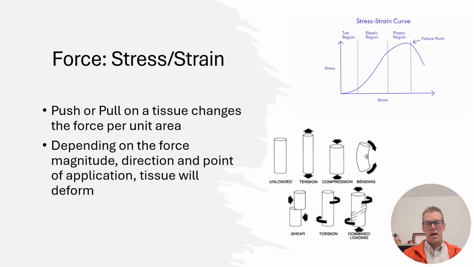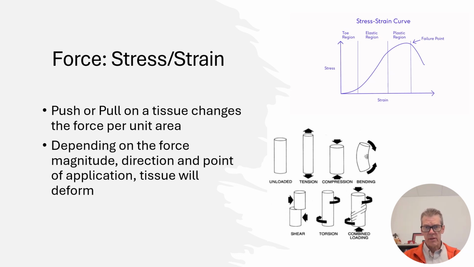So here's that concept in a little more detail with a couple of graphics that hopefully will be helpful. If we apply a force, a push or a pull, we're going to do something to a tissue or an object if it's deformable. And in the body, all of our tissues are deformable. Even bone has a little bit of deformation each time we apply a load to it. So push or pull on a tissue, it changes the force per unit area, and that results in a deformation.